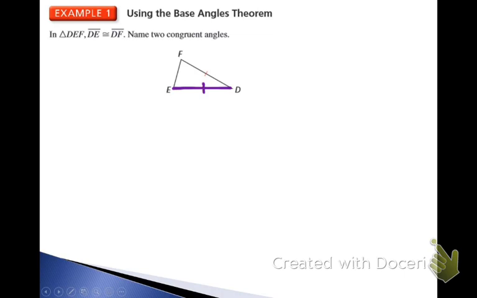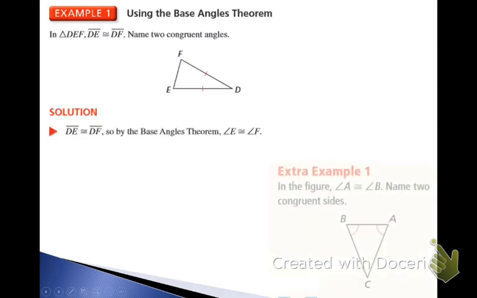So what angle is directly across from DE? Angle F. So angle F is going to be a congruent angle. The other side mentioned is DF, which is marked congruent. So what angle is across from DF? Angle E. That's it. This is a literal question on your quiz. The letters will change, and the triangle might turn. But same thing. It'll ask, name two congruent angles.